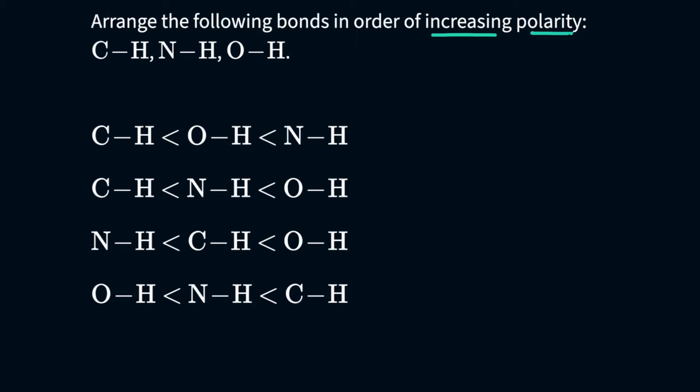So the hardest part is knowing, are we going up or are we going down? If we are increasing, that means that we have to start low and end high. We want to increase. So on the left-hand side, we have to have the lowest polarity. And then as we go from left to right, we should be getting to the highest polarity bond.